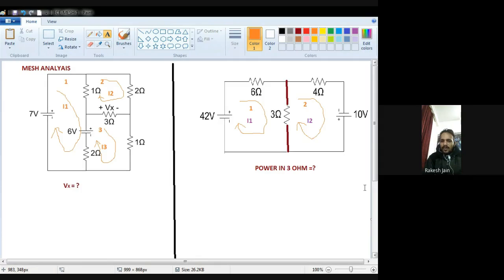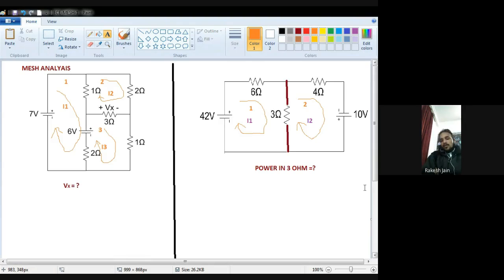Voltages: if the current is I, and any resistance value is given, just multiply them and write it down. Keep in mind that your mesh current is always positive, whatever the direction is. And if another mesh current passes through any resistance, just see the direction of that current. If it is in the same direction as your current, write it with positive, otherwise with negative.